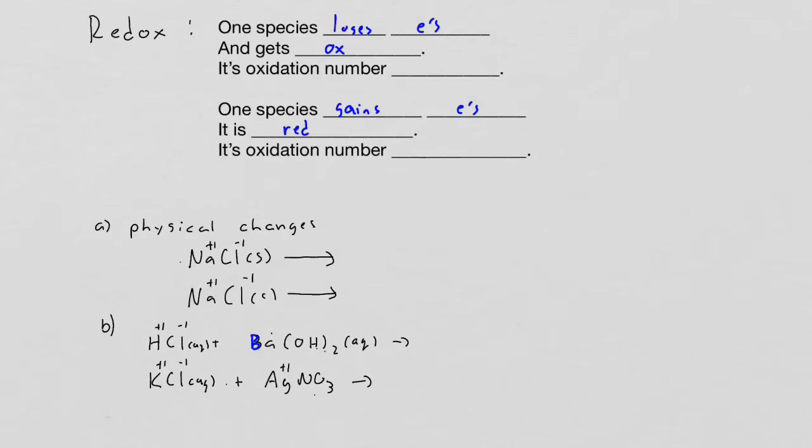Make sure we remember, if it's getting oxidized, the number is going up, it's increasing. If it's getting reduced, the oxidation number is going down. And again, that makes sense because if you're gaining something negative, electrons, your charge is going down.